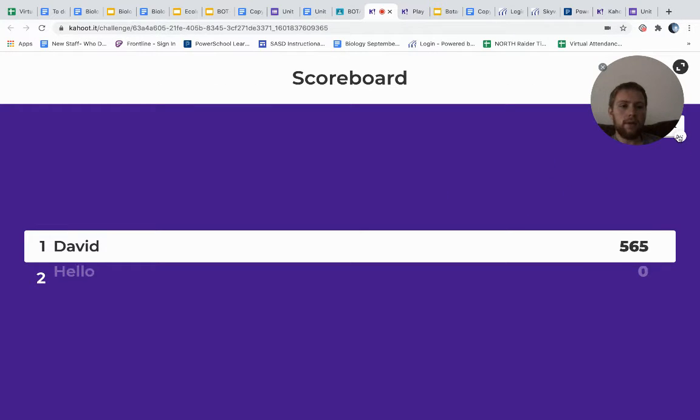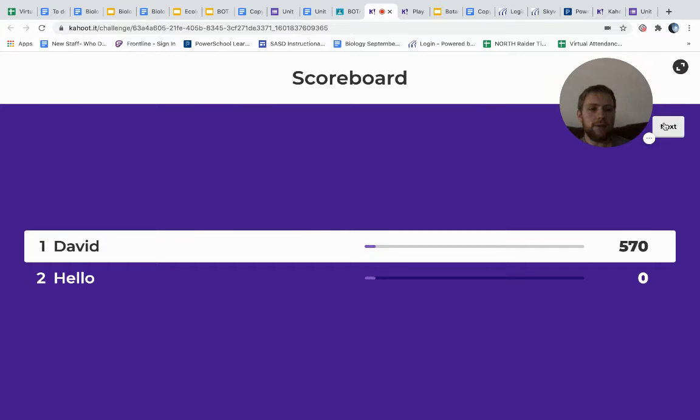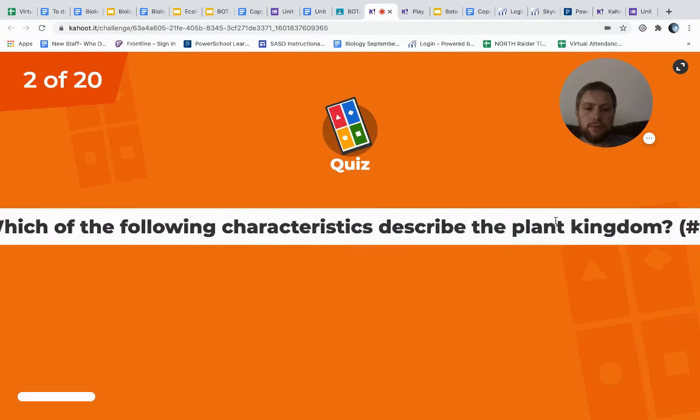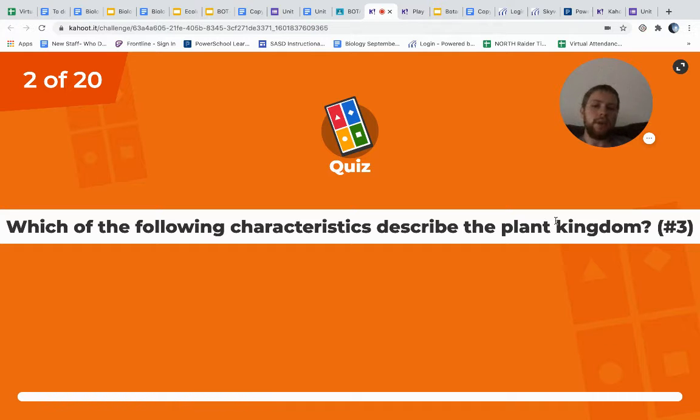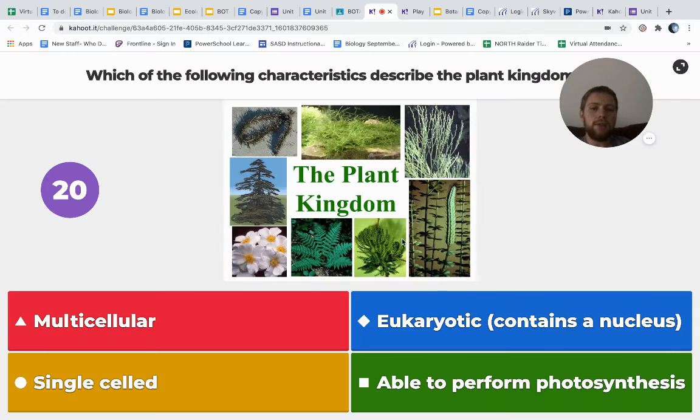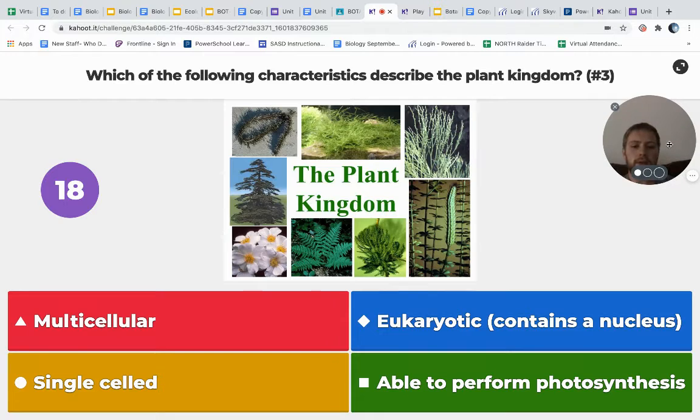All right, next up, doesn't really matter how many points I have. Number 2, which of the following characteristics describe the plant kingdom? Number 3 in that same section of your study guide. Which of the following characteristics? So they're definitely not single-celled, so they're not like bacteria. However, they are multicellular, eukaryotic, and able to perform photosynthesis.